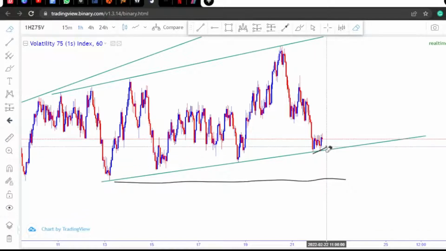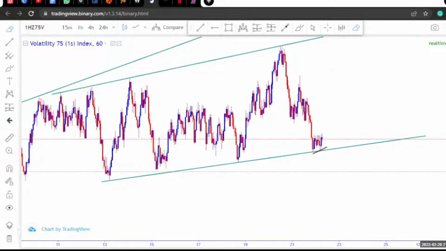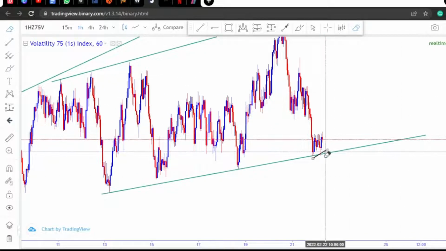Or it could decide to go up and then come down again. So we don't know exactly how. I'm actually just observing it first, because the market has been respecting this trend line.